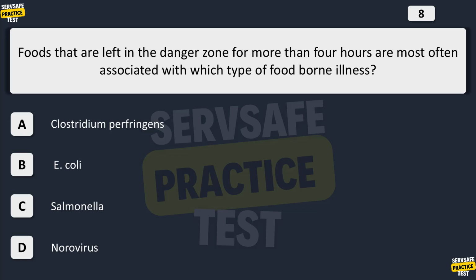Foods that are left in the danger zone for more than 4 hours are most often associated with which type of foodborne illness? A. Clostridium perfringens. B. E. coli. C. Salmonella. D. Norovirus.